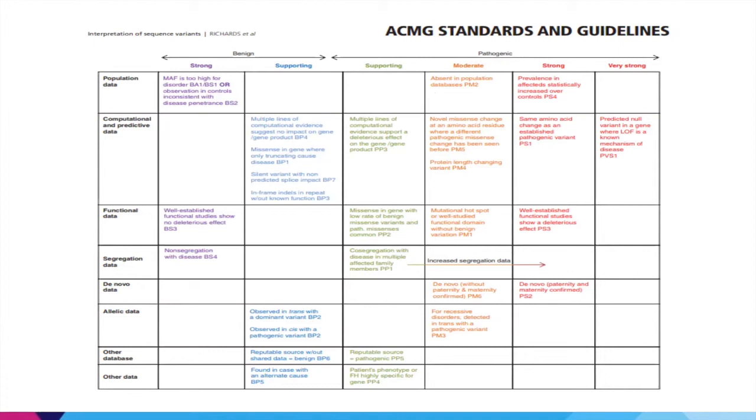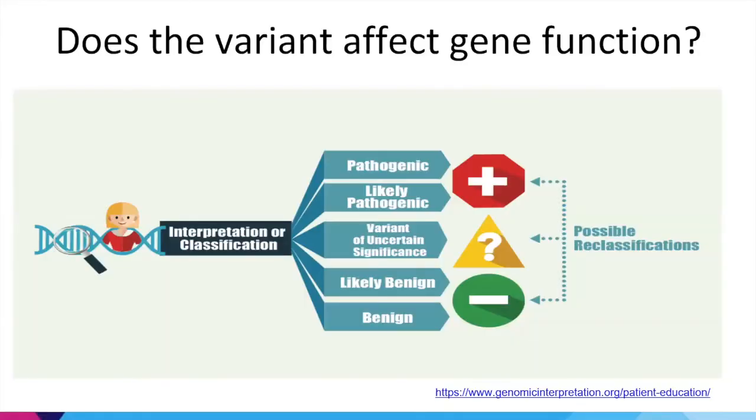I think what's really important also to note is that we don't only need evidence to prove that a variant is pathogenic, but we also need evidence to prove that something is benign. So if we don't have enough evidence to say something is benign, we leave it in this third category called a variant of uncertain significance.